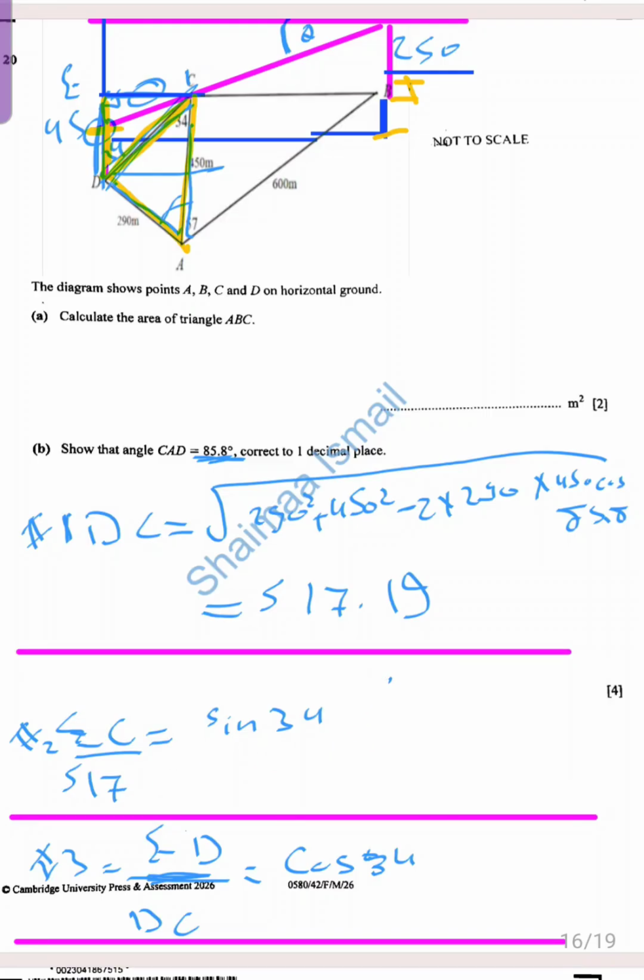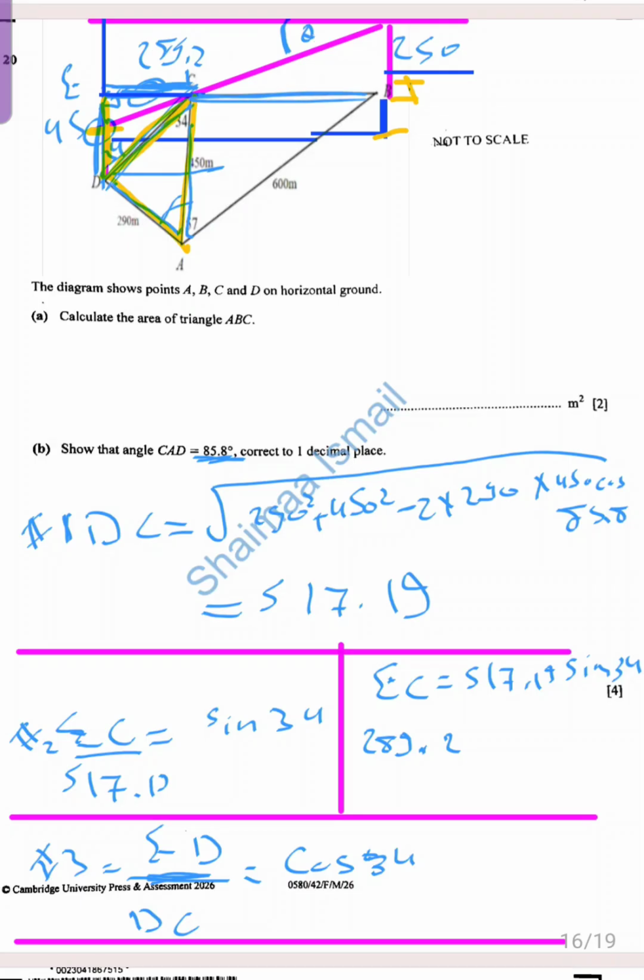So the EC now will be equal to 517.19 sine 34 on your calc. Let's work this. So this EC will be equal to 289.2. So this part will be 289.2, and remember, this we already can get also from the cosine rule of here 600 and 450 cosine 57. Okay, let's work it quickly.